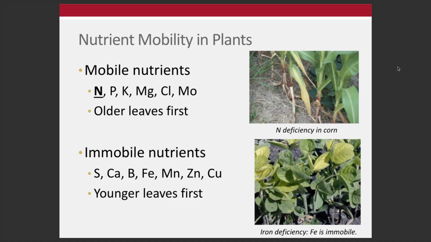Conversely, immobile nutrients are nutrients that typically do not get translocated within the plant at all, or only to a lesser extent. And so these are nutrients like sulfur, calcium, boron, iron, manganese, zinc, and copper. Okay, so not surprisingly, since they cannot get translocated, if we run into a period of deficiency, it's these younger leaves that are typically affected.